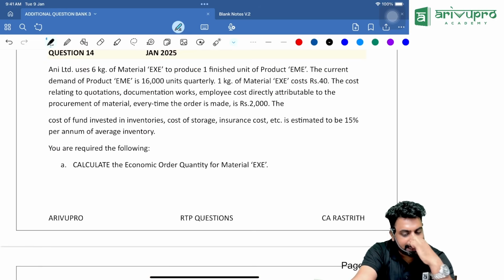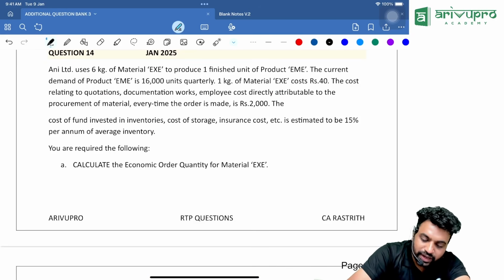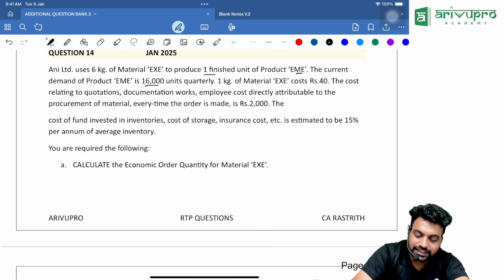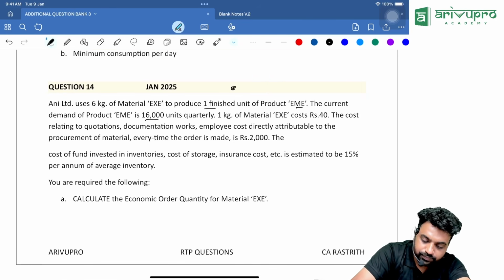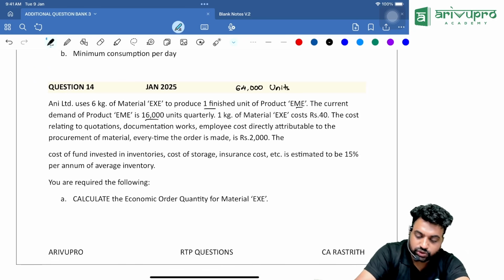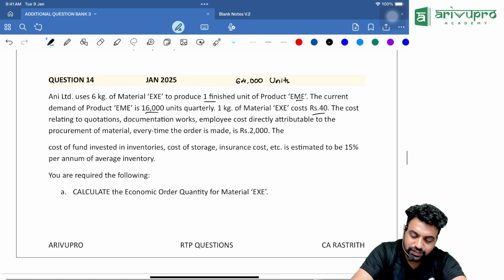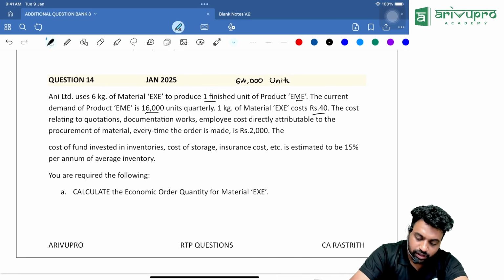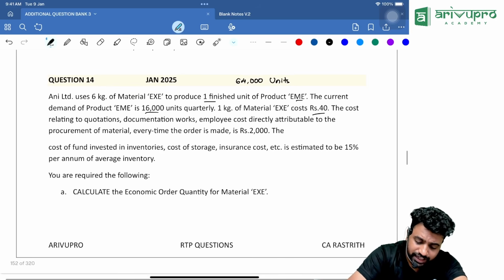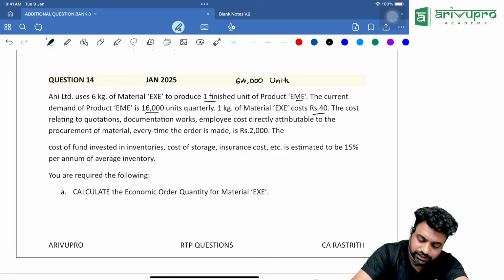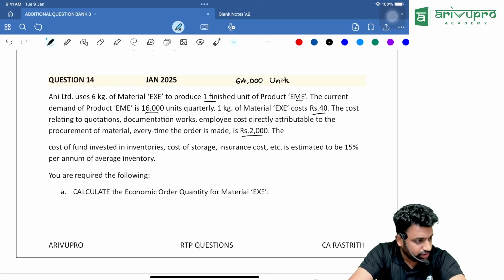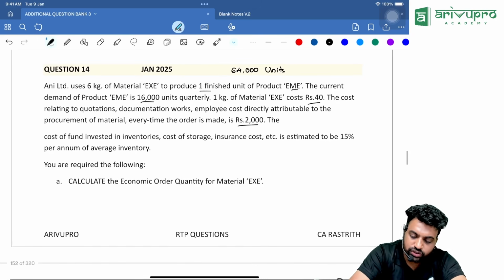Unlimited uses 6 kg of material X to produce 1 finished goods of M. The current demand for M is 16,000 units quarterly per annum, 64,000 units, by the way, that is finished goods. 1 kg of material X will cost you 40 rupees. The cost relating to quotation and all is 2,000. That they are telling about ordering cost. The cost of fund invested in inventories, cost of storage, insurance, etc. is 15% per annum.